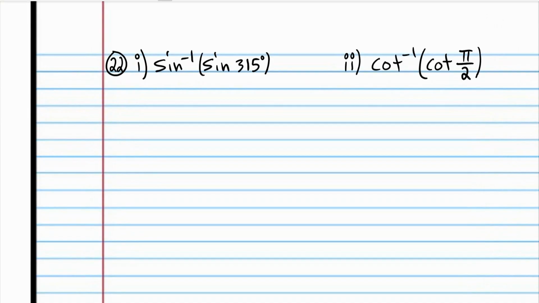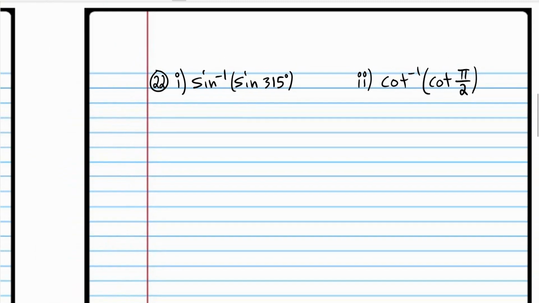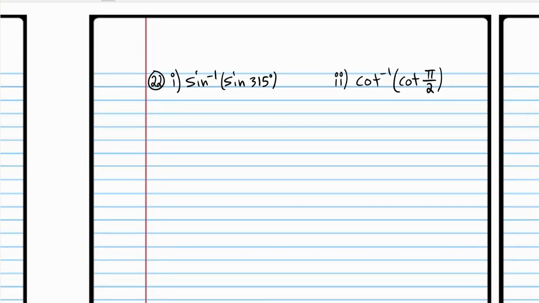Okay, so now we have functions that are inverses of each other, and the inverse function is on the outside, which means that you have to be careful. The answer is not going to be 315 degrees. I know that because this is outside of the sine inverse range restrictions. So you're going to have to do this problem step by step. First find sine 315 degrees, and then proceed from there. Try number 22, part 1, and when you come back, we'll do it together.